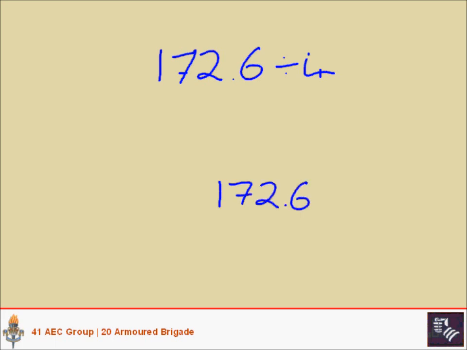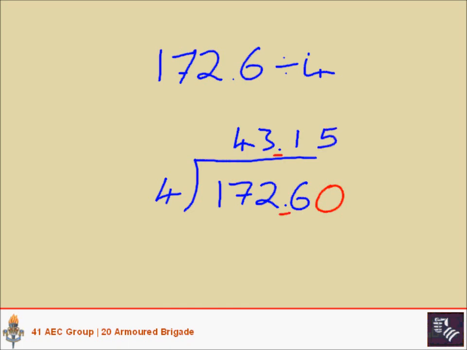Let's do another. This time we want to divide 172.6 by 4. So we write it out in the same manner, with 172.6 on the bottom, divided by 4, but this time we're going to add the 0. Our answer is 43.15. Remember that we've kept the decimal points in line, and we added the 0 because we knew that there was going to be 2 parts after the decimal point.